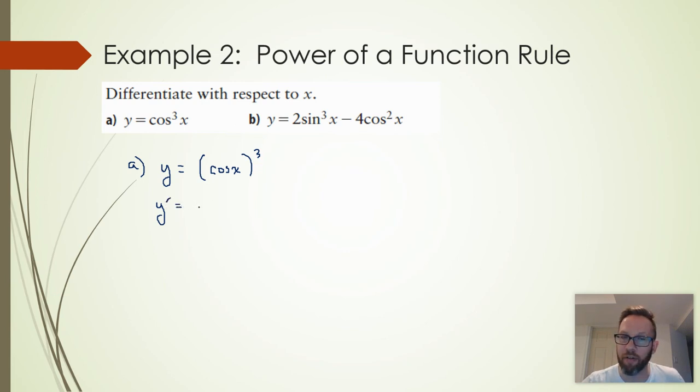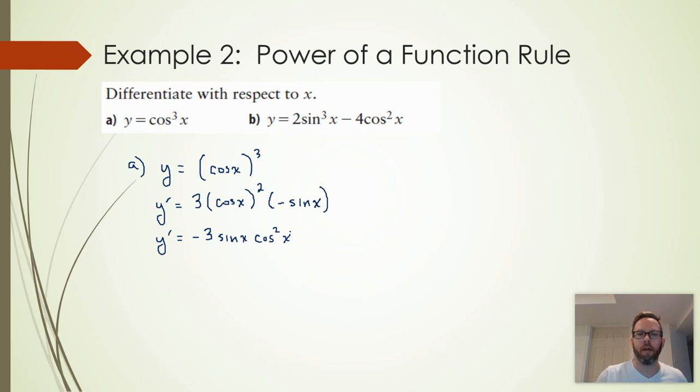This is just another application of the chain rule, but this specific application we call the power of a function rule. So the outer function we differentiate, bring down the 3, leave the inside alone, take 1 off the exponent, and now we multiply by the derivative of what's inside, which is minus sine x. And that's it. We might want to clean it up a little bit. So y prime equals, we'll have -3. It doesn't really matter whether you like to write your sines first or your cosines first. So -3 times sine x times the cosine of x squared, or cos squared x, something like so.